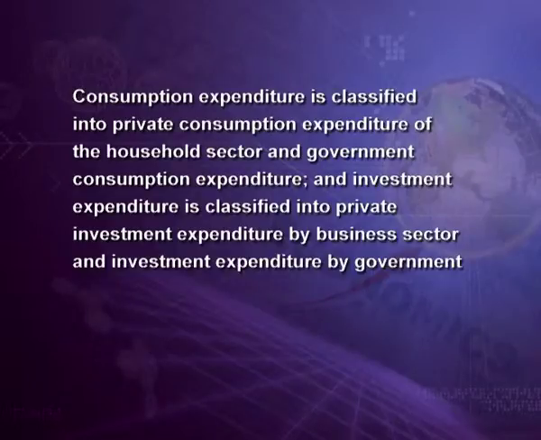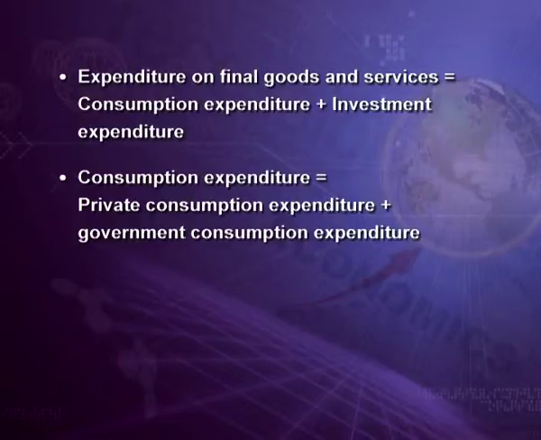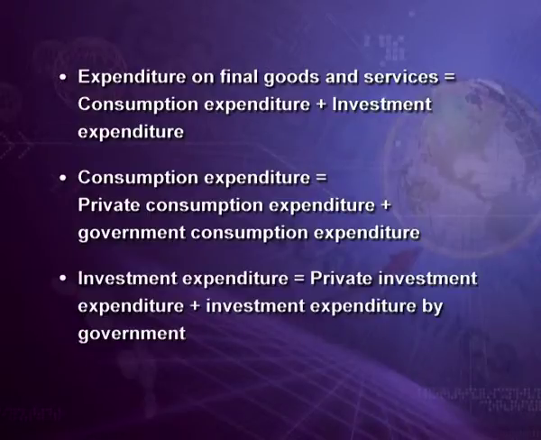In the same way, investment expenditure is also classified into private investment expenditure by the business sector and investment expenditure by government. We can write it as: expenditure on final goods and services is equal to consumption expenditure plus investment expenditure. Consumption expenditure equals private consumption expenditure plus government consumption expenditure. In the same way, investment expenditure equals private investment expenditure plus investment expenditure by government. So, this was the third method of measuring national income.